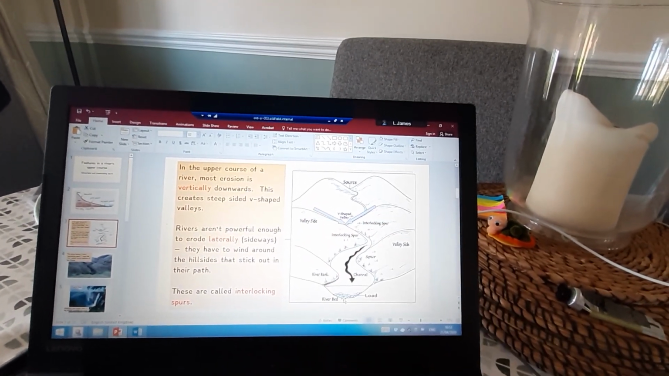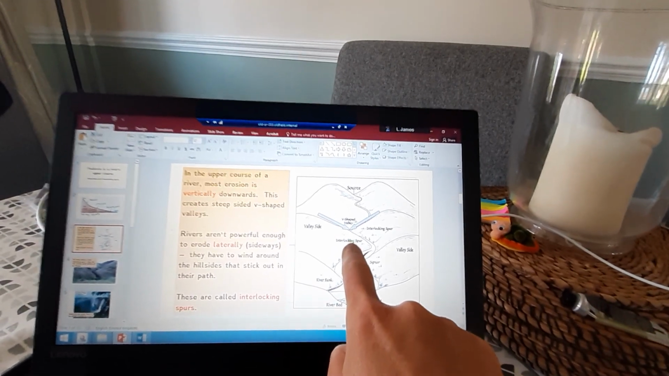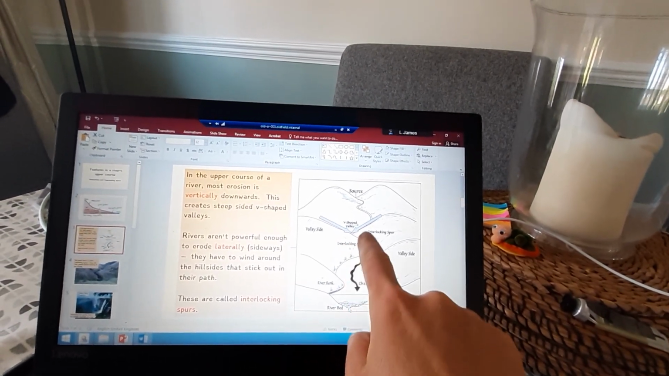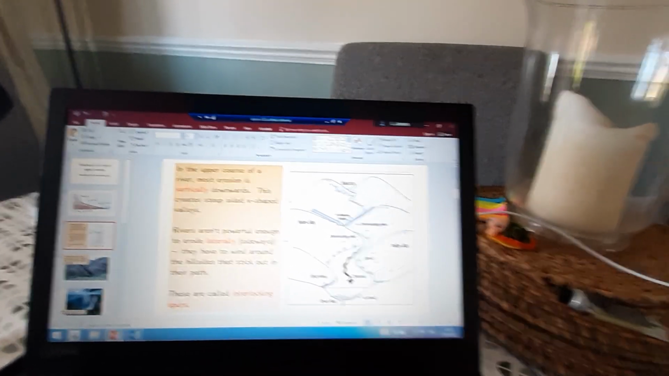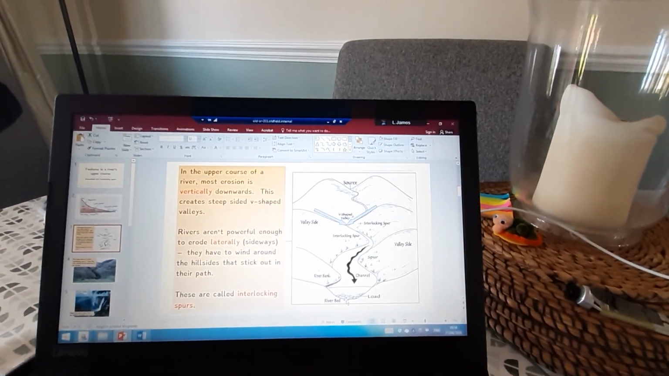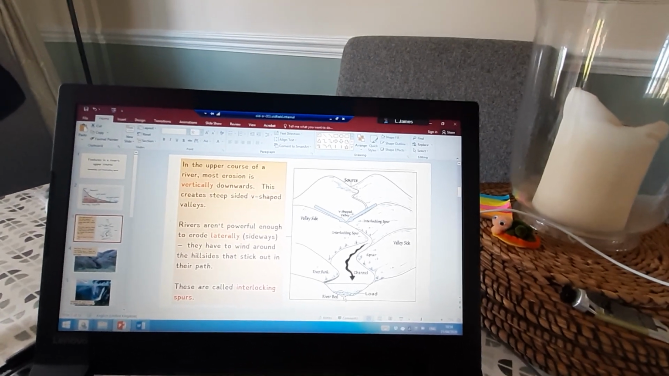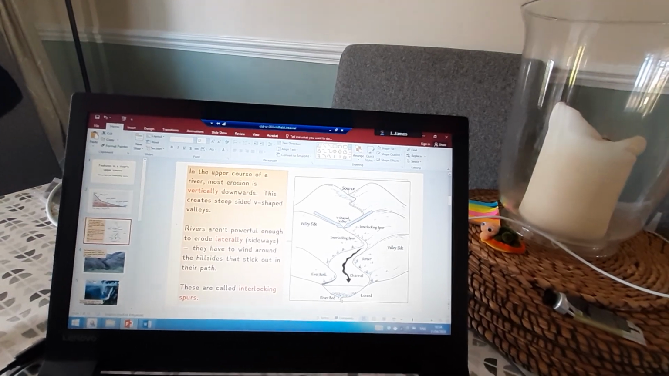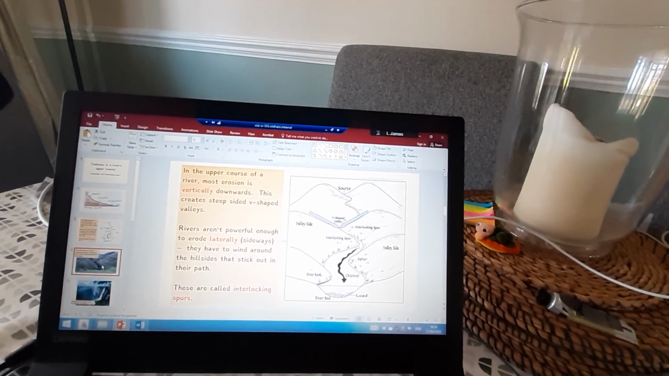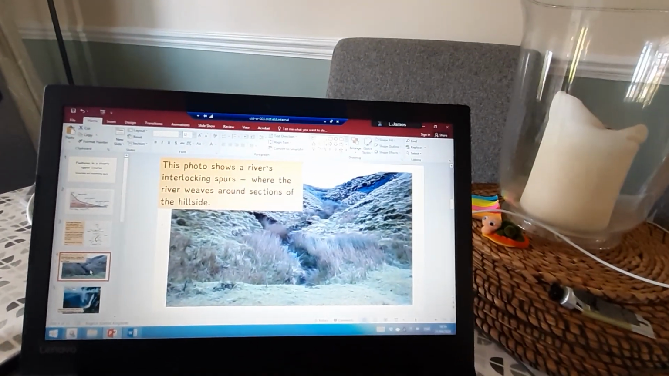Okay, and the interlocking spurs are these bits here, these bits that stick out. So this is a spur, this is a spur, this is a spur, this is a spur. These bits of hillside that stick out, and the river has to weave its way around. They're called interlocking spurs. Okay, and this photo shows us some interlocking spurs in real life.